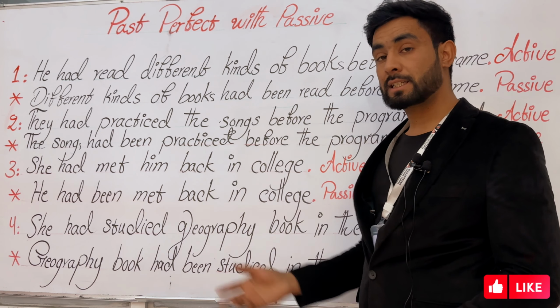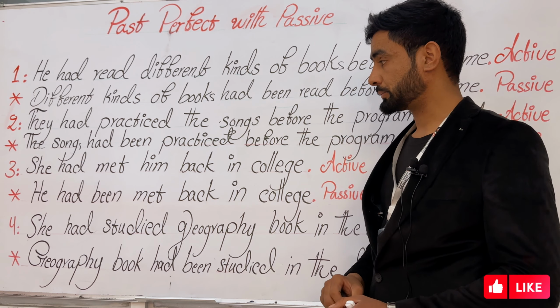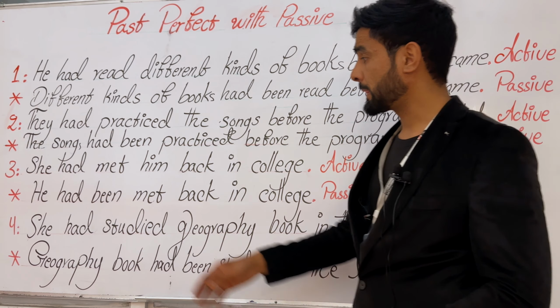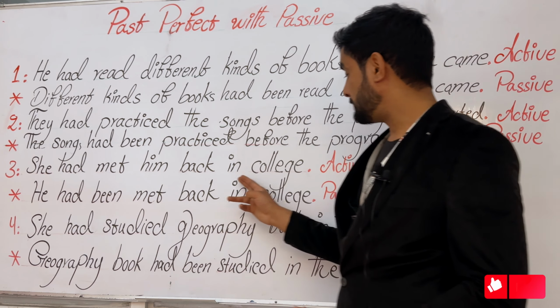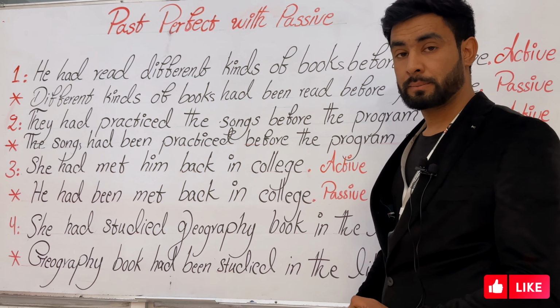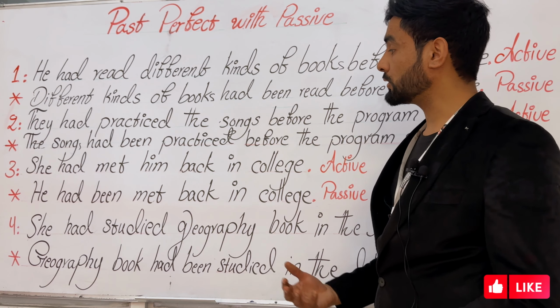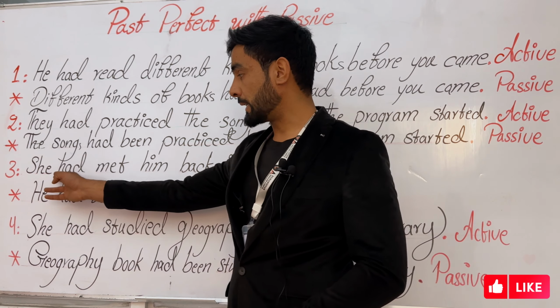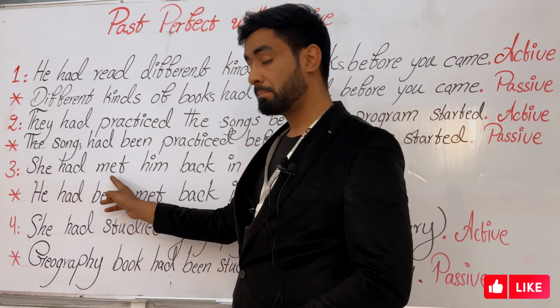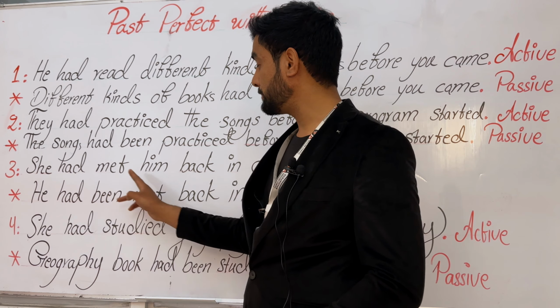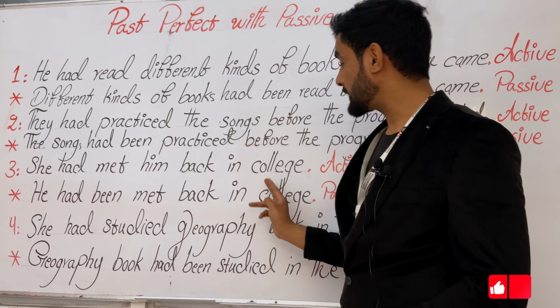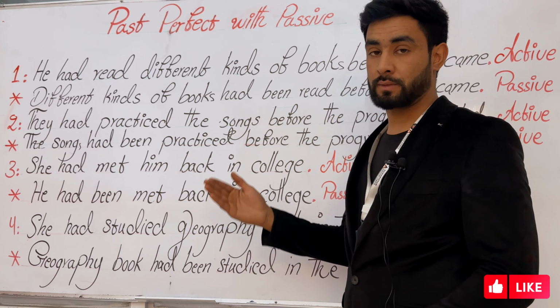The first one active, the second one passive. Third sentence. She had met him back in college. This is also active. What are the parts of the sentence? She is the subject, had is the auxiliary verb, met is the verb 3, main verb, him is the object, back in college is the complement or the rest of the sentence.